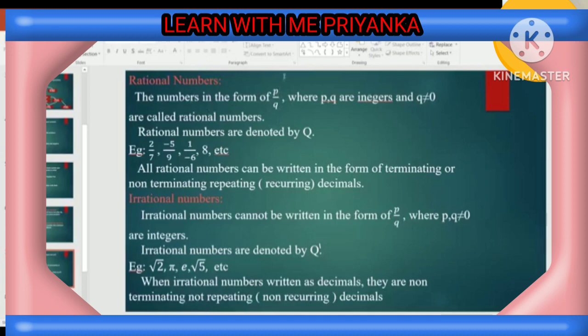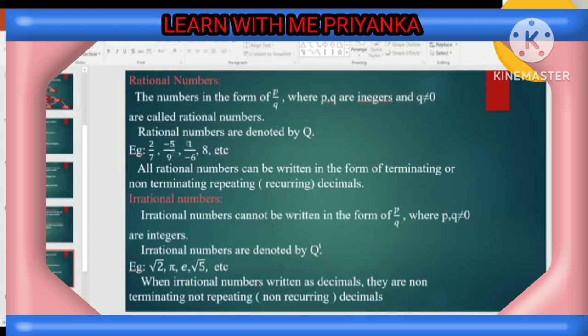This is the fractional number, p by q. p by q is a fraction. Here, p and q are integers and q is not equal to 0. q can be either a positive or negative number, but it is not equal to 0. It means in this fraction, the denominator is not equal to 0. The fraction's parts are integers. Rational numbers are denoted by Q.